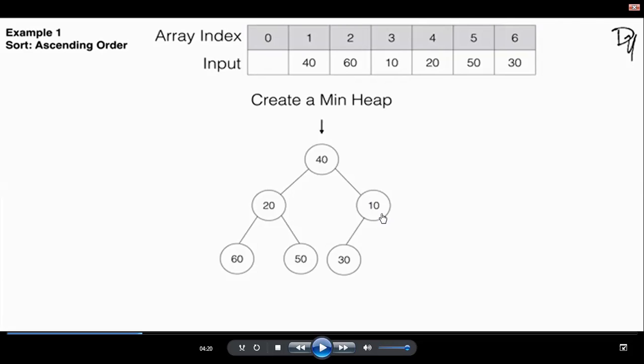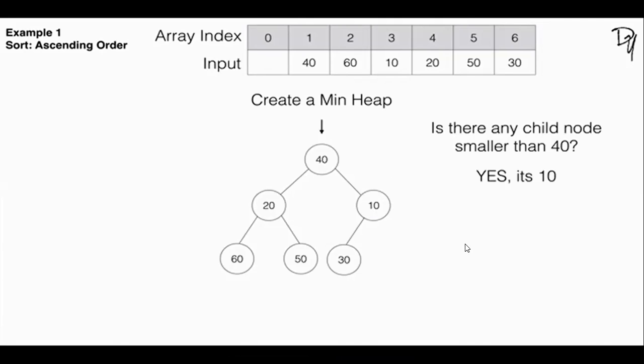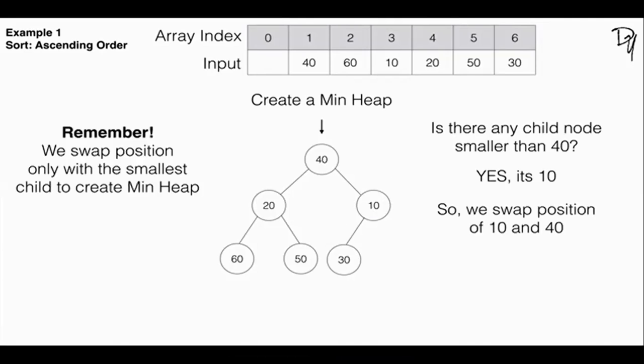So 40 will come here. That time again, if I check, it will violate because 40 will come here, 30 will come here. Again, it will violate. So again, I have to swap these two. That we will see in the animation. Are there any children smaller than 10? Yes, 40? Yes, 10. So I have to swap 10 and 40. Good.